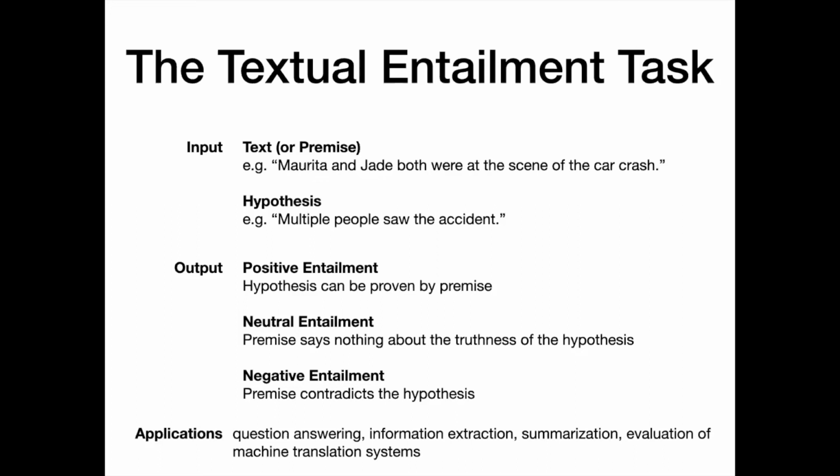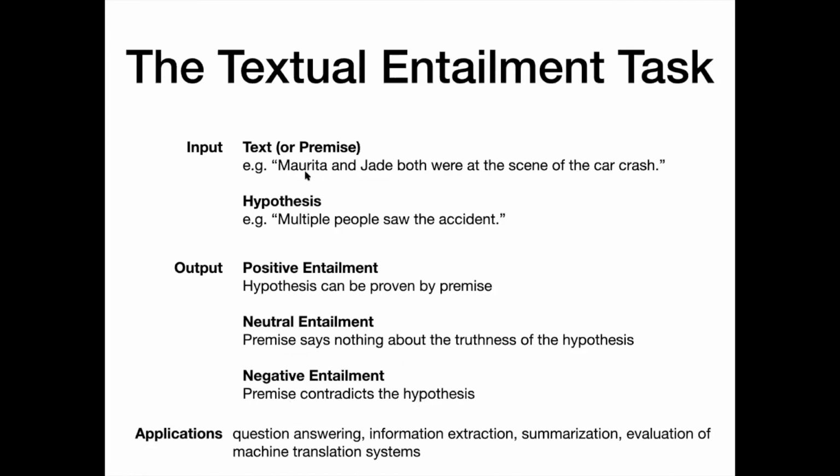So the input we have is a couple of sentences, a couple of texts, where the first is usually called either text or premise, and the second one is the hypothesis. Then the output of the model is one of these three possibilities. Either positive entailment, which means that the hypothesis can be proven by the premise, neutral entailment, which means that the premise says nothing about the truthfulness of the hypothesis, or negative entailment, which means that the premise contradicts the hypothesis.